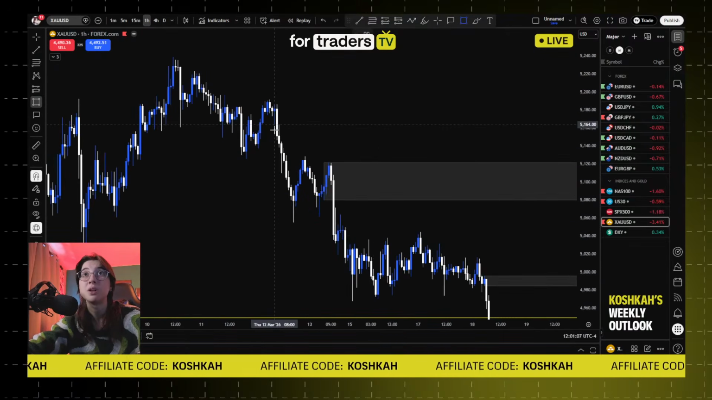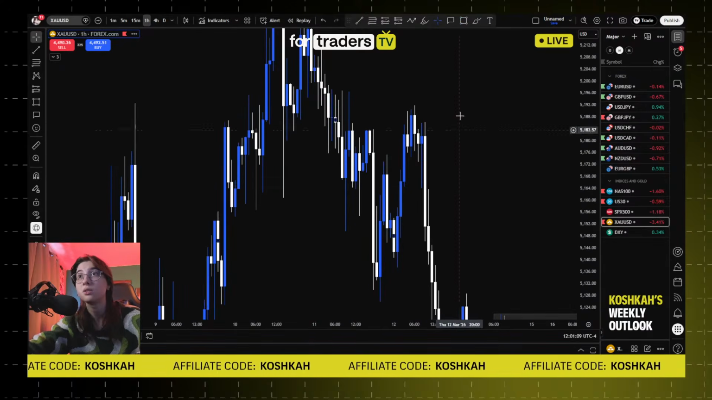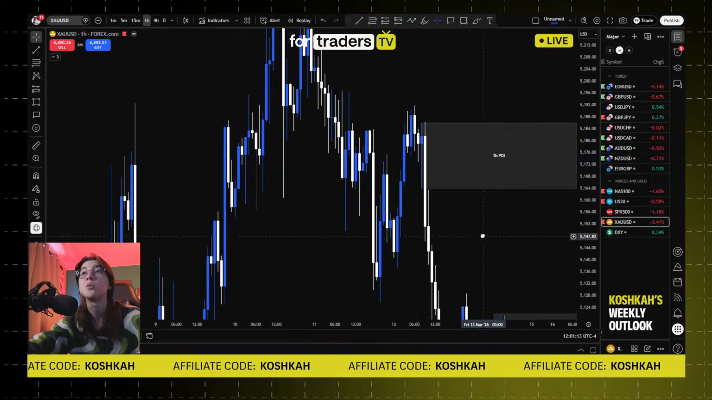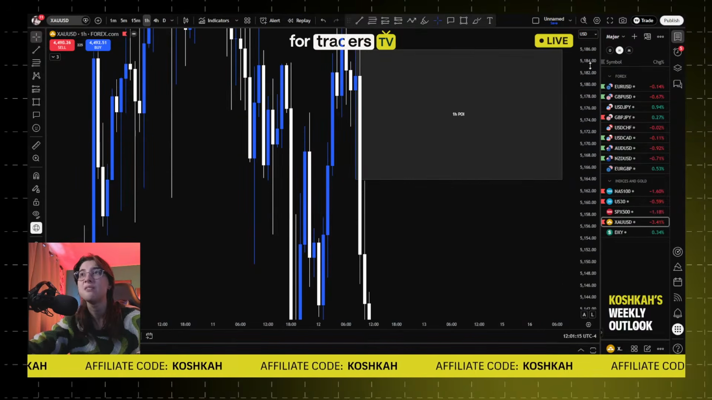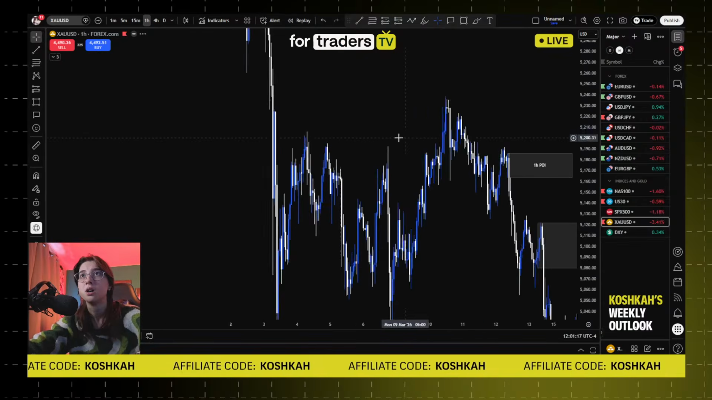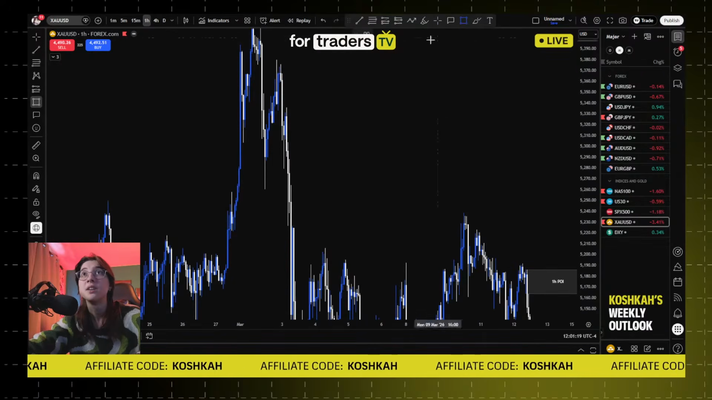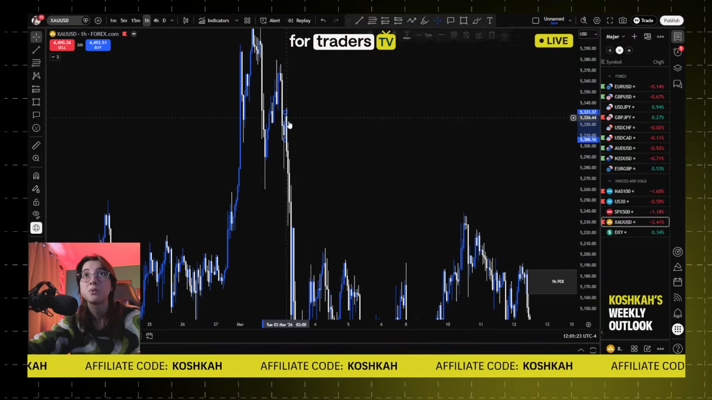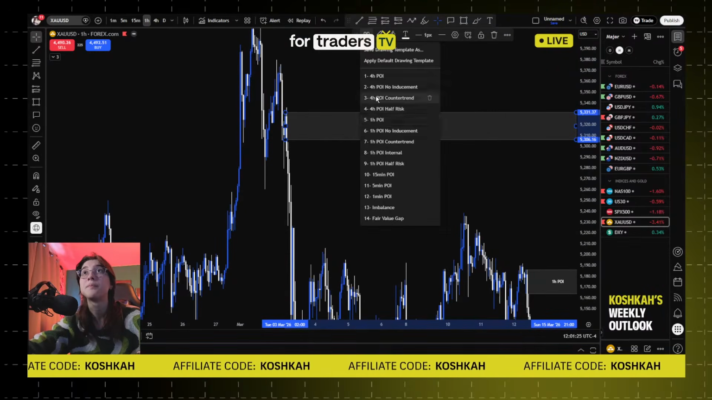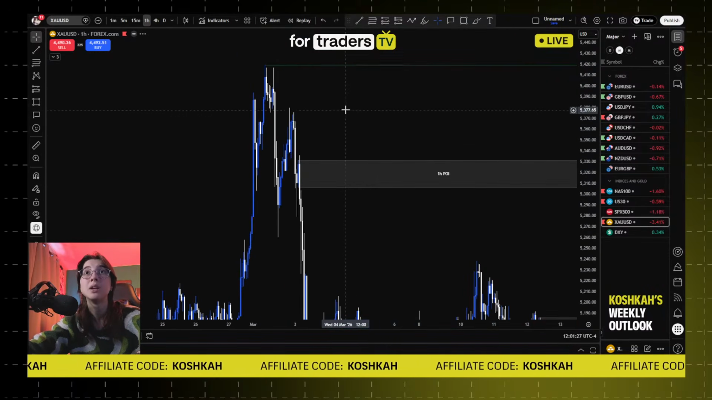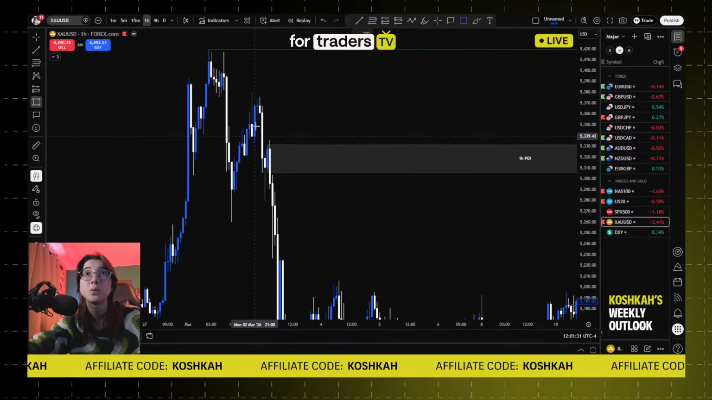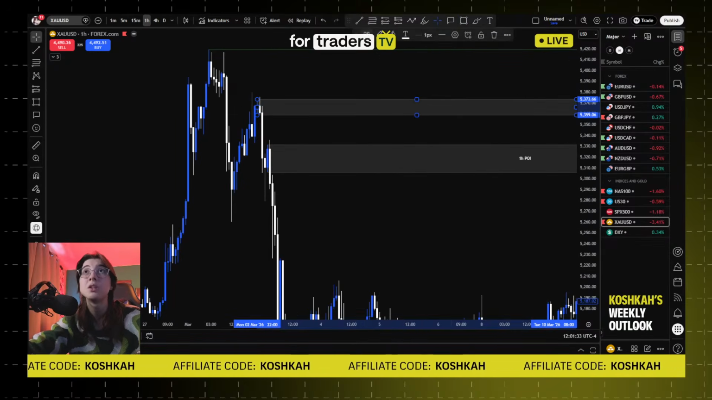And then we have as well nothing here. Oh yes, this is good. So we have a 1-hour POI here connected to a tiny fair value gap. And then we have as well this 1-hour POI right here, and nothing else. So looks like this is, oh, wait, I missed this one.